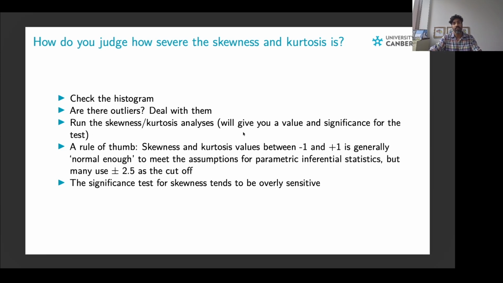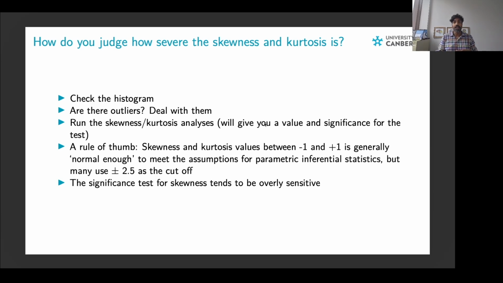You run the skewness and kurtosis analysis, which will give you a value and a significance for the test. Now, the rule of thumb is that skewness and kurtosis values between -1 and +1 are generally normal enough to meet the assumptions for parametric inferential statistics, but many use plus or minus 2.5 as the cutoff. Now, in statistics, we use these cutoffs and we have these standardized rules to help students as a framework, but really each of these are guidelines and there's nuance to each of them.